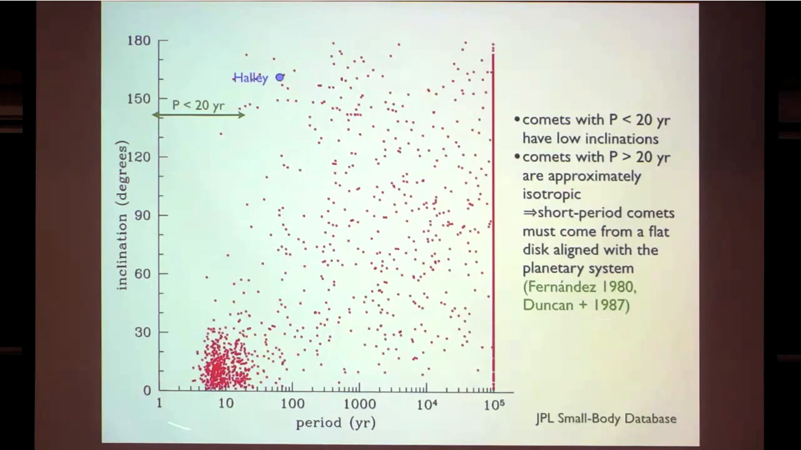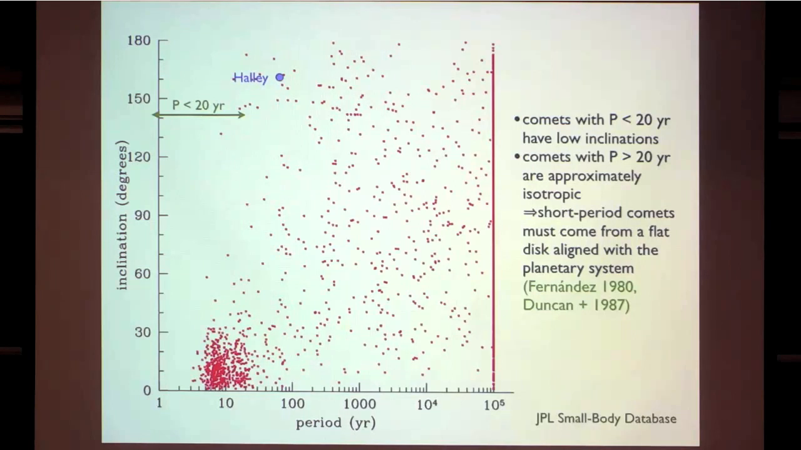Since there's no dissipative agent acting on the cometary orbits, you can't concentrate orbits close to the plane of the planets. And so the inevitable conclusion is that the comets in this clump had to have come from a reservoir which also is flat, which has low inclination relative to the plane of the planets.